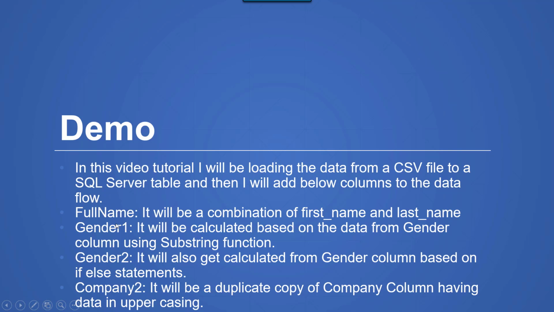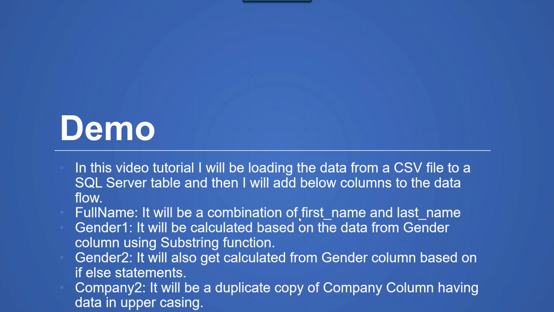So now as you have seen the data, full name will be a combination of the first name and last name columns. We have first name and last name columns in the CSV file, so we will merge both columns to get a full name column. And then gender will be calculated based on the data from the gender column using the substring function. We have a gender column and it has values like male and female, so using the substring function in C# we will get the values like M or F based on the data.